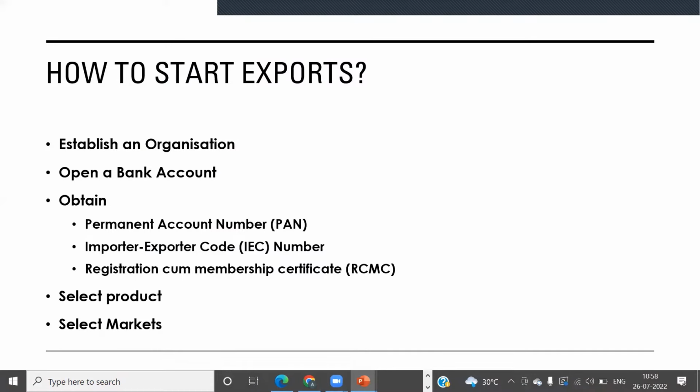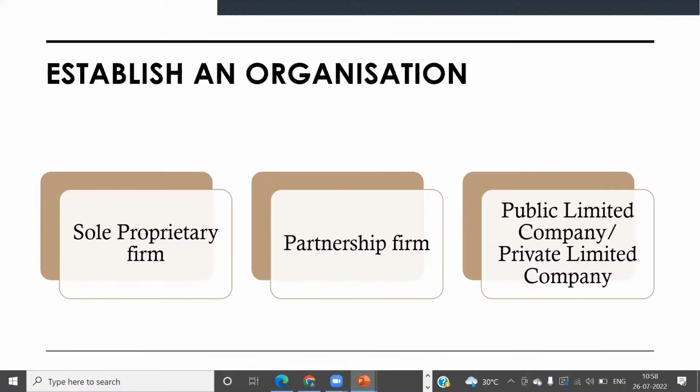So some of the major steps involved in starting exports is, first of all, an individual must establish an organization. He should open a bank account, obtain a permanent account number, importer-exporter code or IEC number, also should obtain a registration cum membership certificate from export promotion councils, and finally should select a product or market for exporting from the country. To start export, one should have a registered firm.